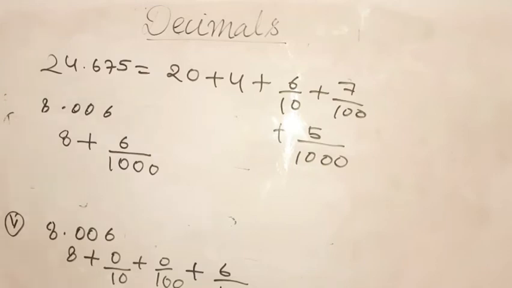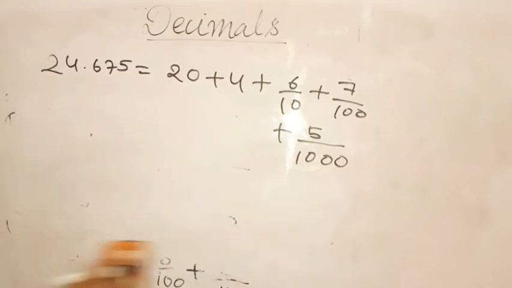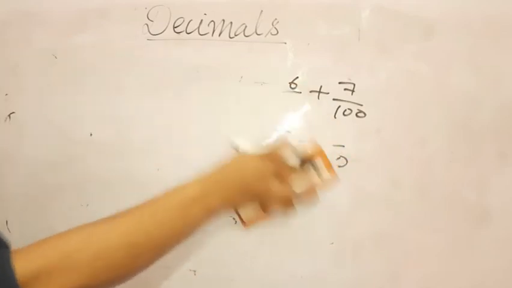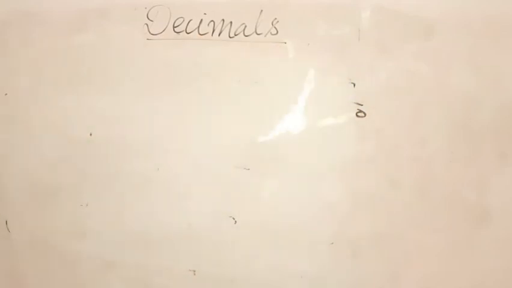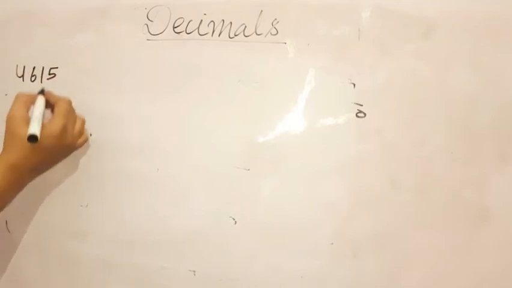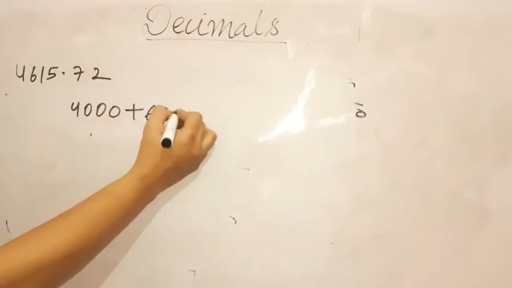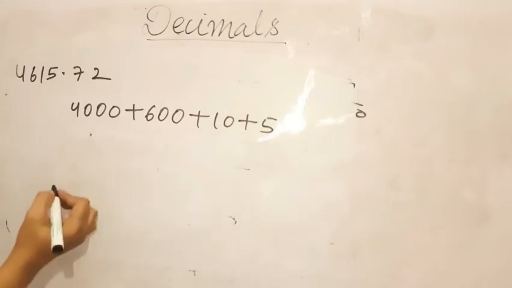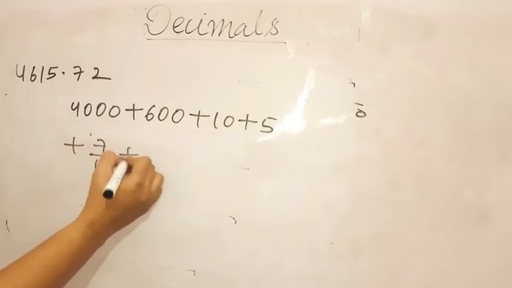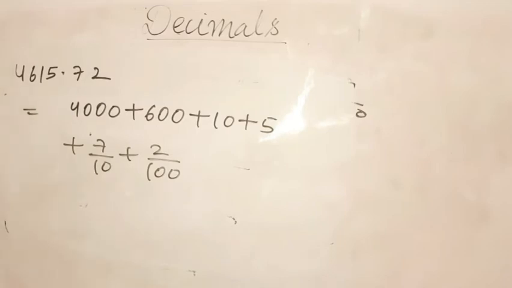Now moving on to the last option, that is the sixth option of this question. So students, the sixth option is 4615.72. So 4000 plus 600 plus 10 plus 5 plus 7 upon 10 plus 2 upon 100. This will be the expanded form of this decimal number. I hope you must have understood, students.